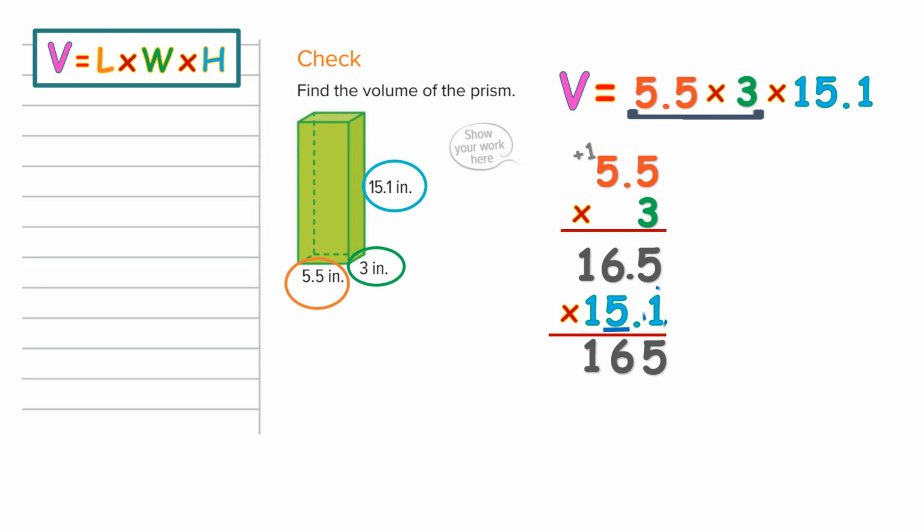Well, that's my second number. And therefore, my second number tells me to bring down 1 0. And now I can multiply by my 5. And 5 times 5 is 25. Carry my addition of 2. 5 times 6 is 30 plus 2 is 32. Put down my 2, carry my addition of 3. 5 times 1 is 5 plus 3, and that's 8.